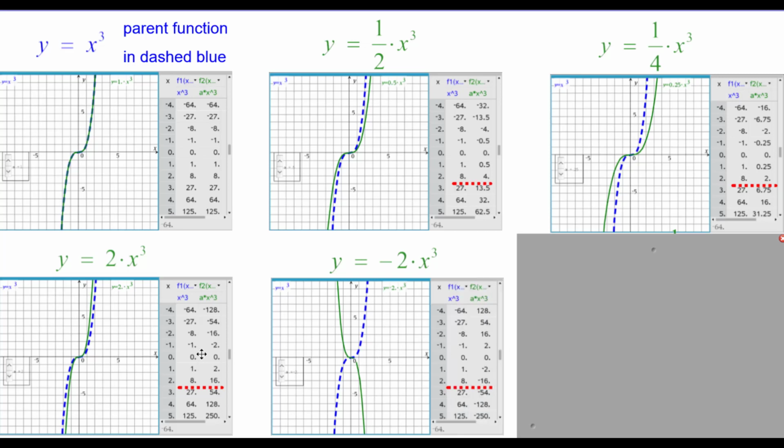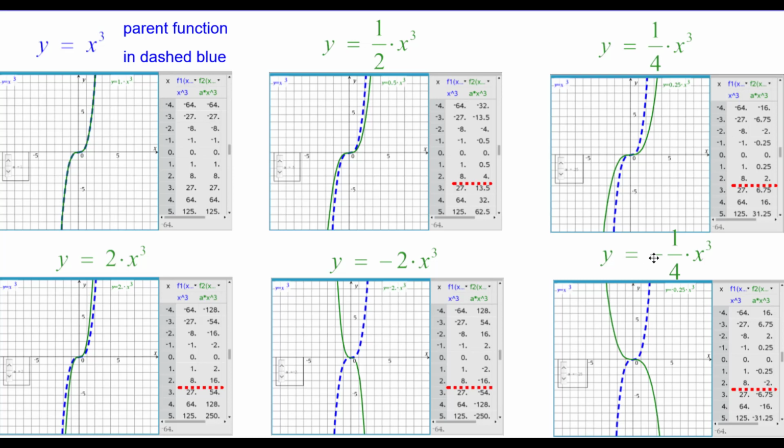Negative 2x cubed. And then finally looking at y equals negative 1/4 x cubed. See how these are reflections of one another about the x-axis. Press pause as needed.